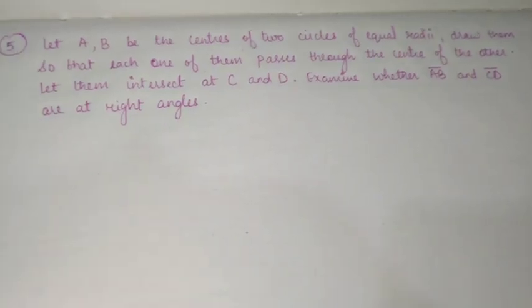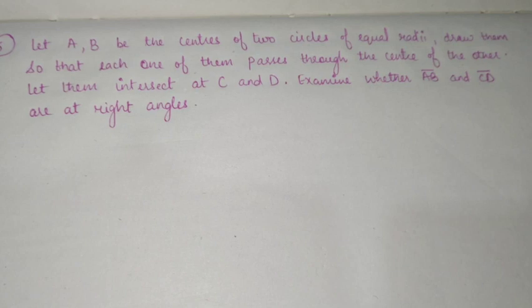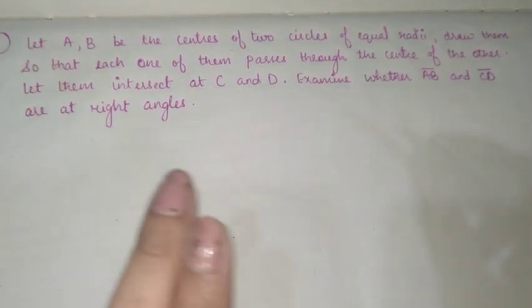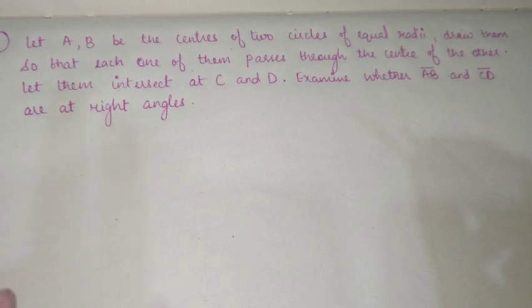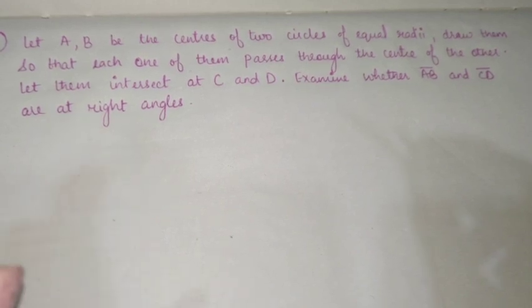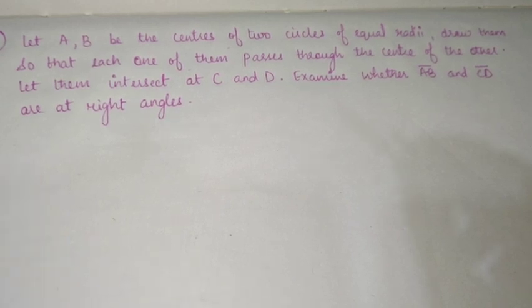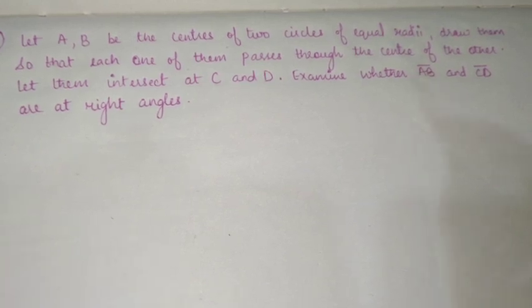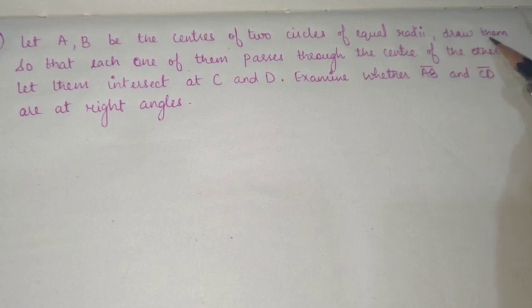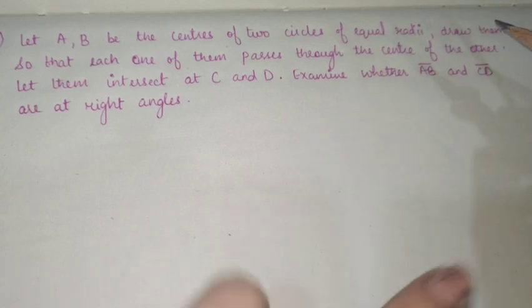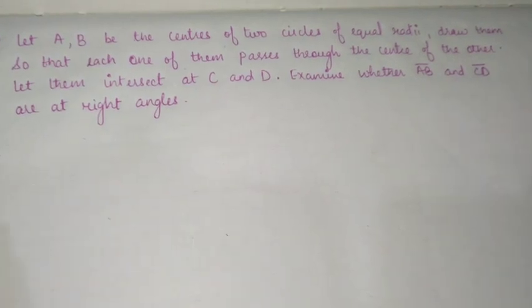Question 5 says, let A, B be the centers of 2 circles of equal radii. So you need to take 2 circles of the same radius, but the names of the centers of the 2 circles will be different. For one, it's A. For the second one, the name of the center will be B. Now, then draw them so that each one of them passes through the center of the other. We'll try to draw a rough figure in our mind.